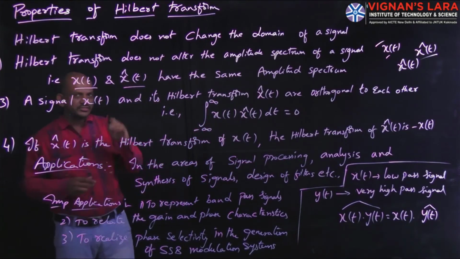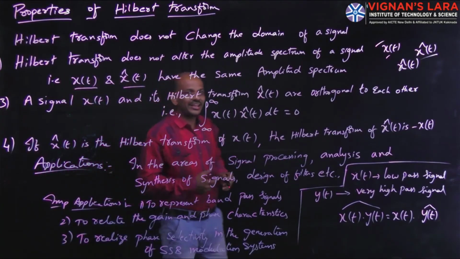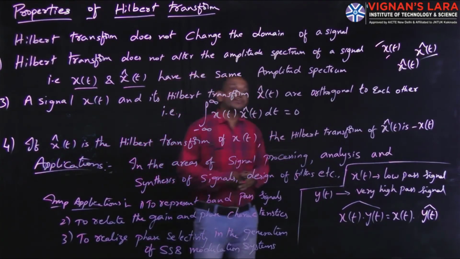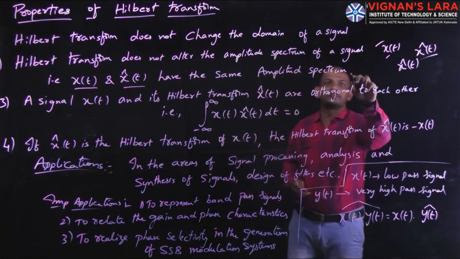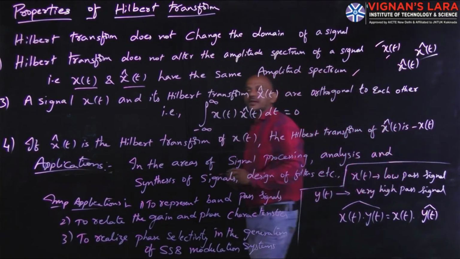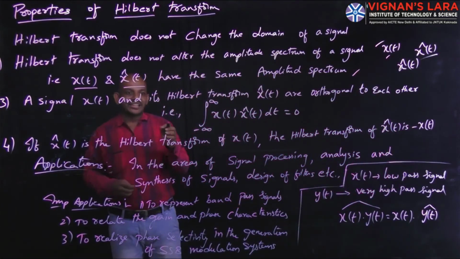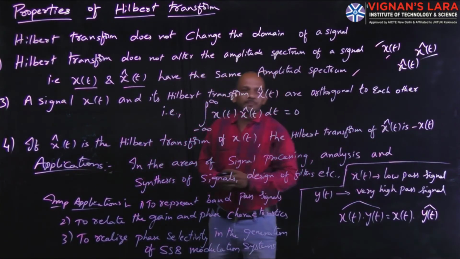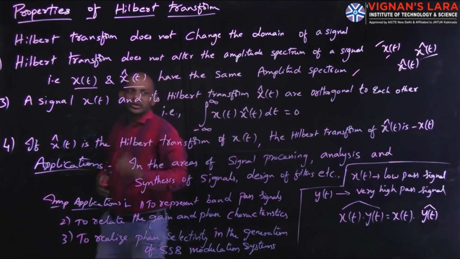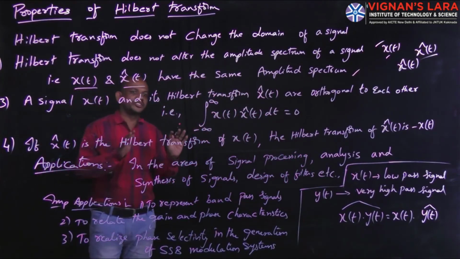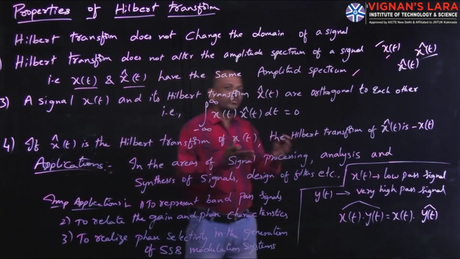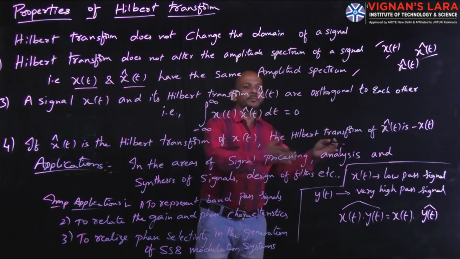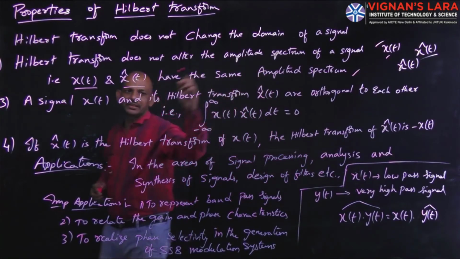That is, the signal and the Hilbert transformed version of that signal both have the same amplitude spectrum. So the Hilbert transform does not alter the amplitude spectrum of a signal. The amplitude spectrum does not change when we perform the Hilbert transform of a signal. For the signal and its Hilbert transformed version, both will have the same amplitude spectrum. That is the second property.